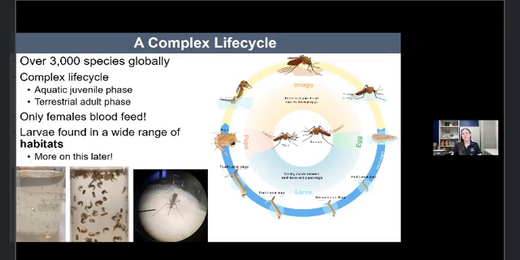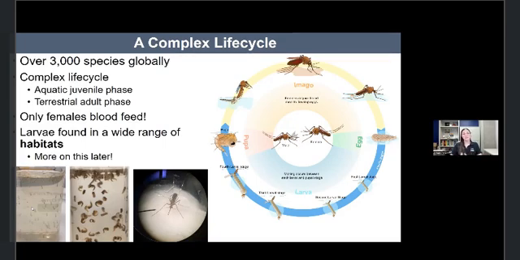And there's over 3,000 different species of mosquitoes found around the planet. There are approximately 176 species of mosquitoes in the United States alone. And just another example, there's over 88 species of mosquitoes in Africa.